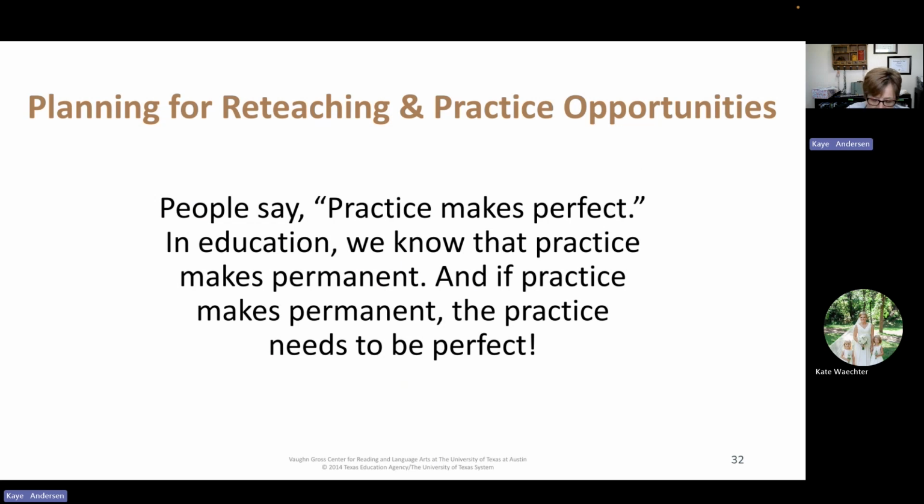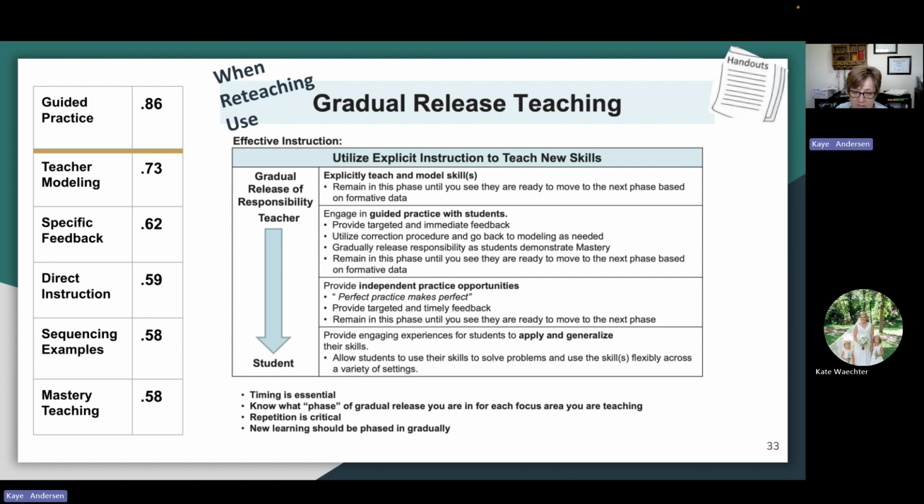Now, this doesn't have to be a long time, but we do know that we need to practice. If we don't practice, that's not going to improve. And if we do the wrong type of practice, practice makes permanent. So if we want it to be perfect practice with correct answers, our practice needs to be perfect.